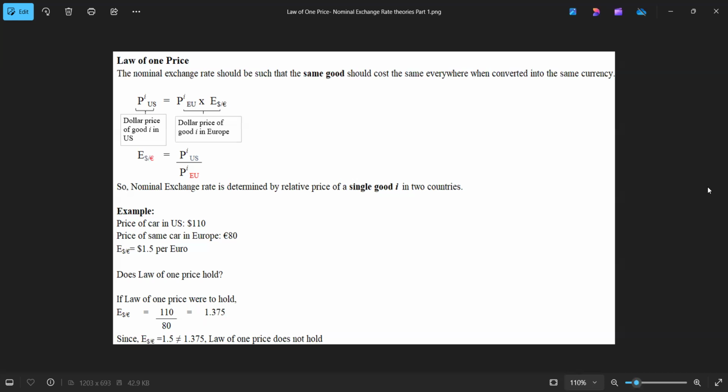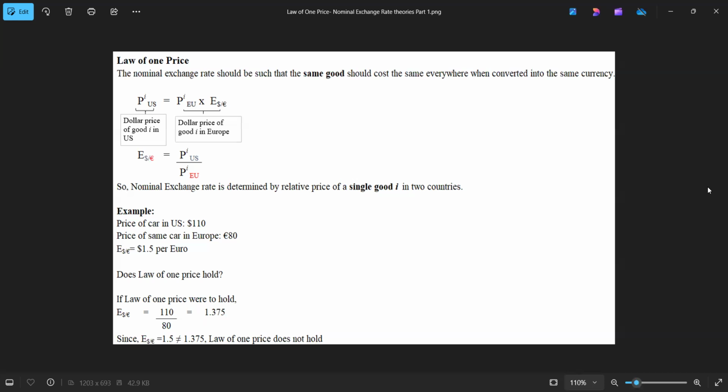Now let's look at an example to apply this, where we know that the price of a car in the US is $110 and the price of the same car in Europe is 80 euros. And the dollar to euro nominal exchange rate is $1.5 per euro. Now the question arises, does the law of one price hold or not?